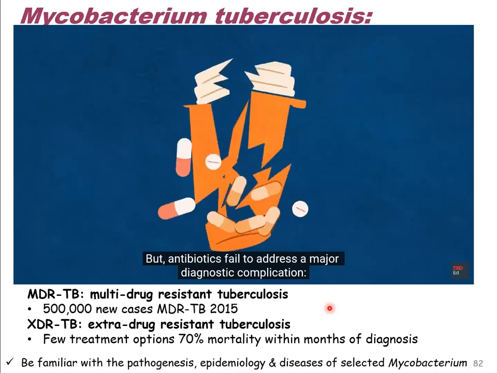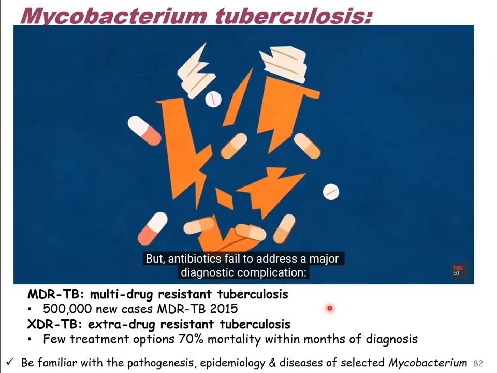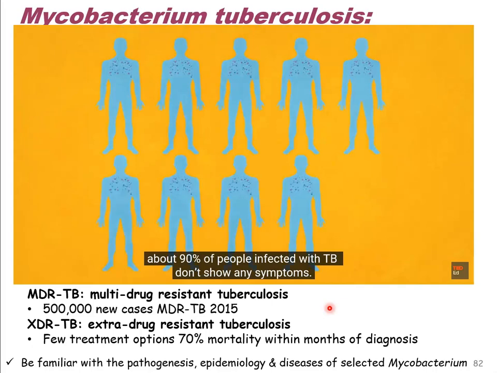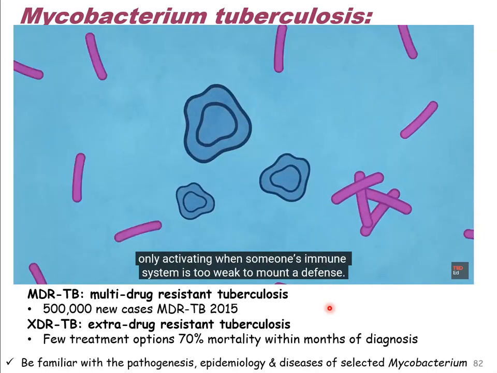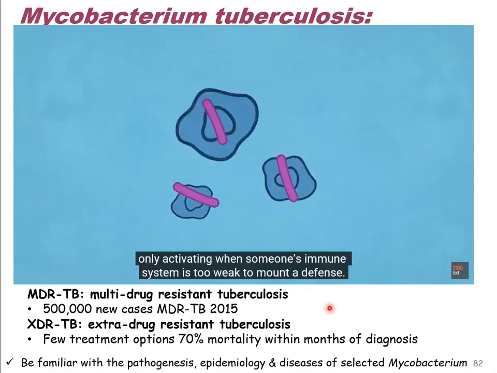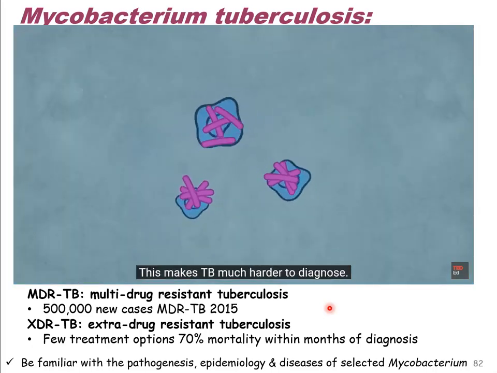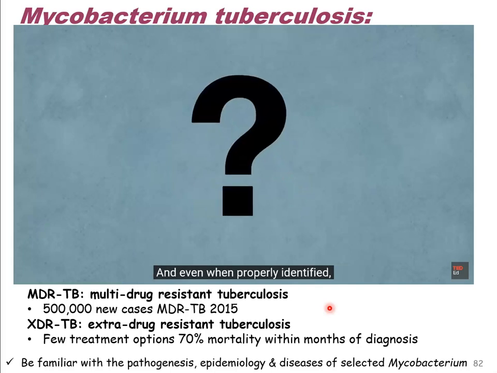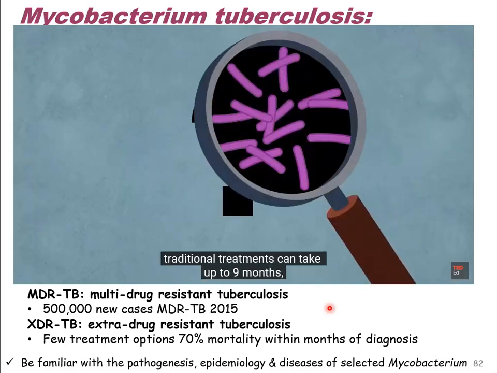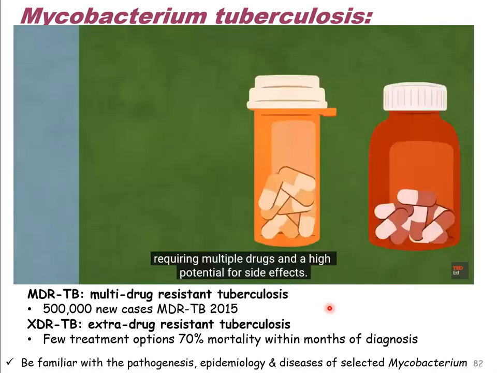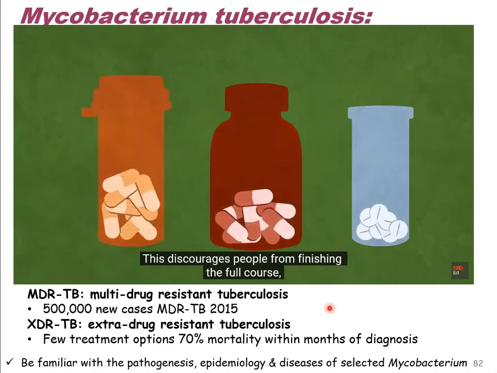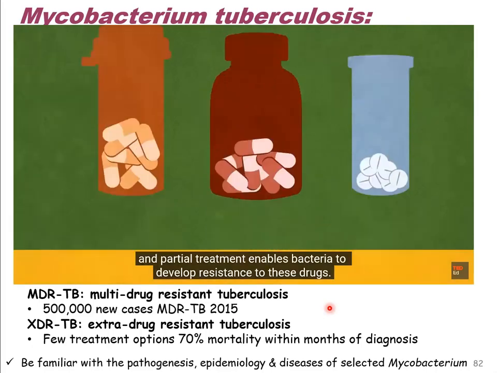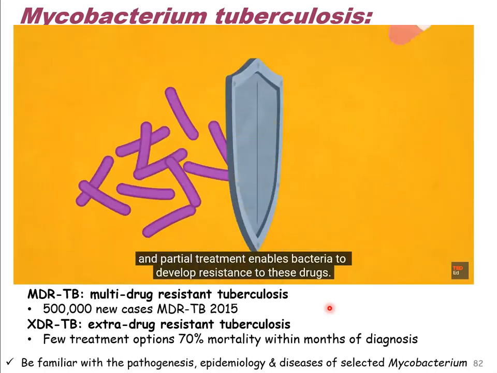But antibiotics fail to address a major diagnostic complication. About 90% of people infected with TB don't show any symptoms. In these latent infections, the TB bacterium may be dormant, only activating when someone's immune system is too weak to mount a defense. This makes TB much harder to diagnose, and even when properly identified, traditional treatments can take up to 9 months, requiring multiple drugs and a high potential for side effects. This discourages people from finishing the full course, and partial treatment enables bacteria to develop resistance to these drugs.